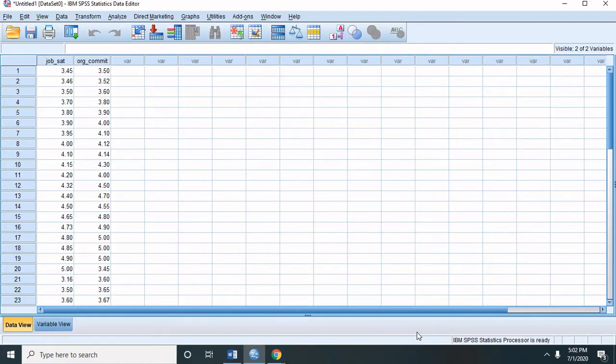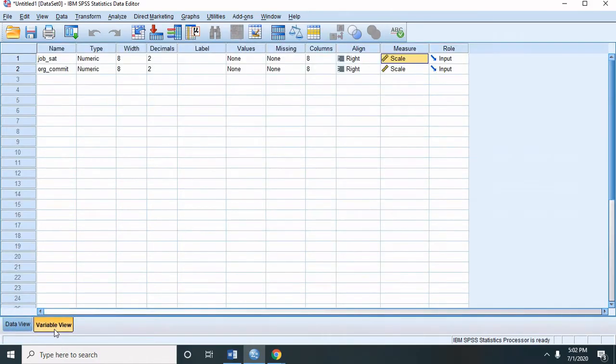Now let's have software applications in SPSS. Let's click first the variable view. This is where we set the variables of the study. Our independent variable is job satisfaction, and the dependent variable is organizational commitment. The measure must be scaled because based on the assumptions, the data must be at interval or ratio.